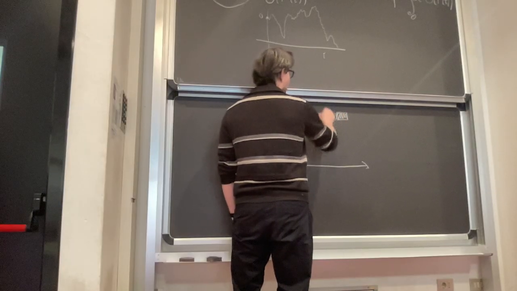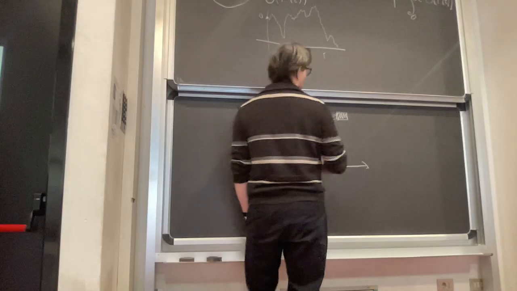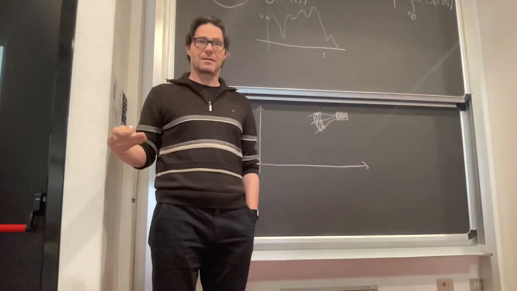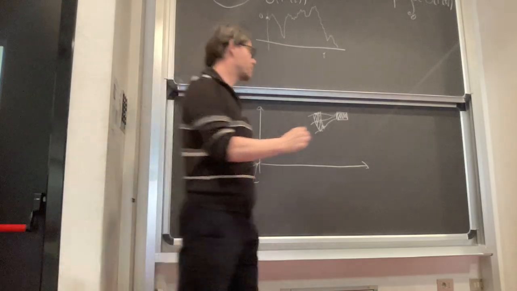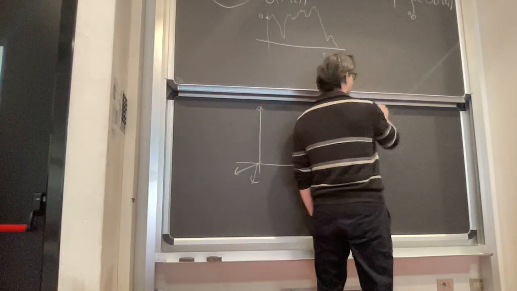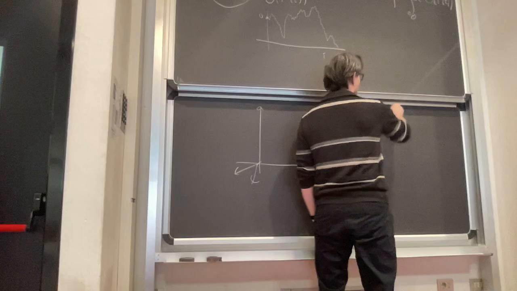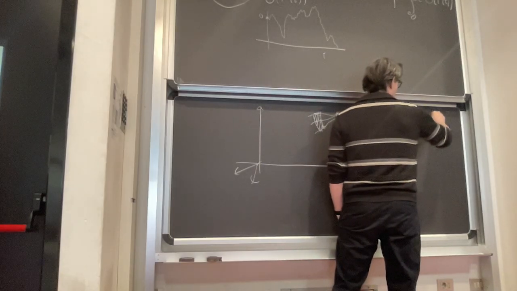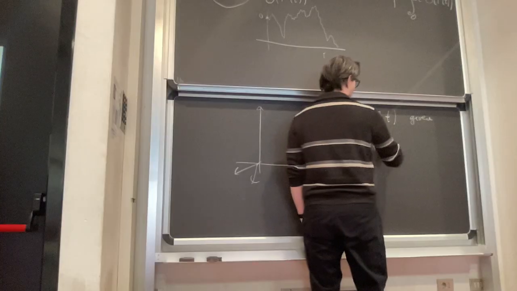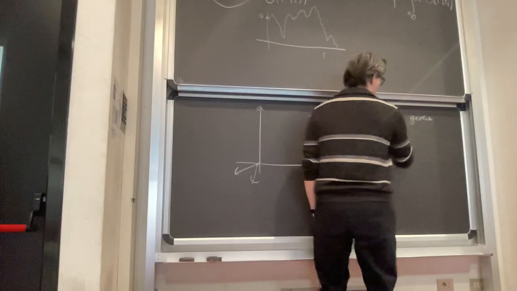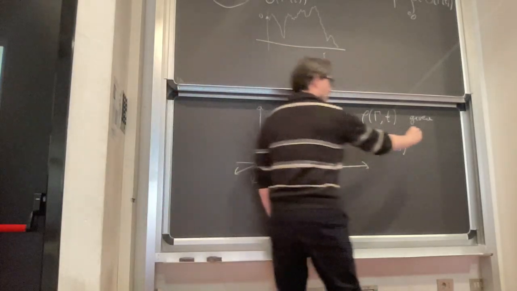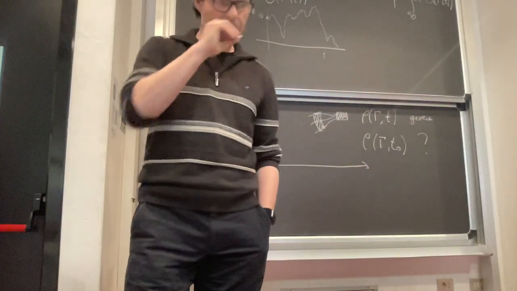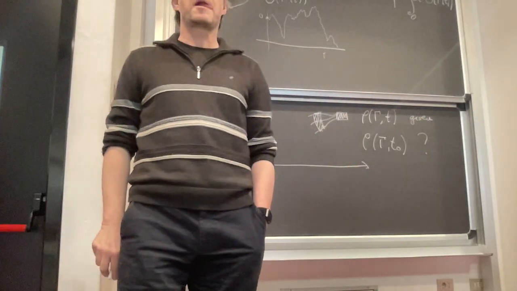And I can ask myself, what is the distribution in phase space at a later time? Right? So the problem now is, what is the phase space distribution gamma of t given gamma of t naught, the initial time? Right?